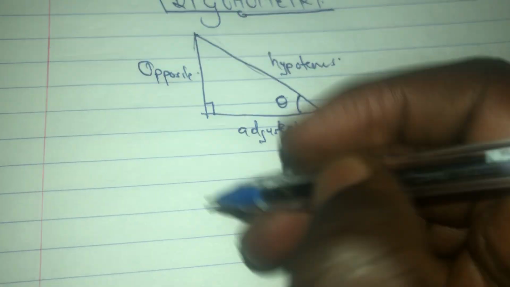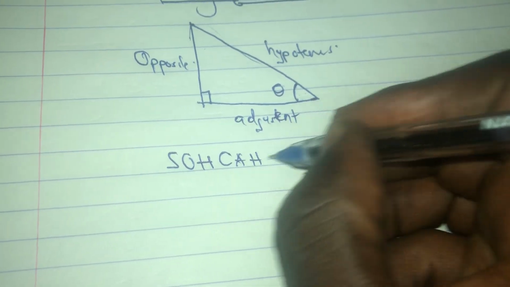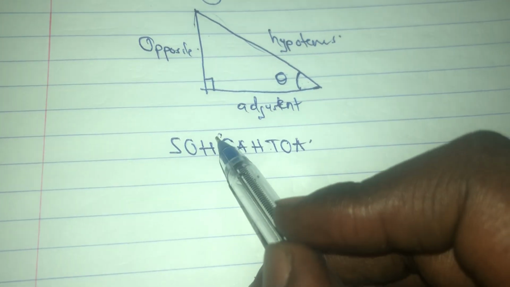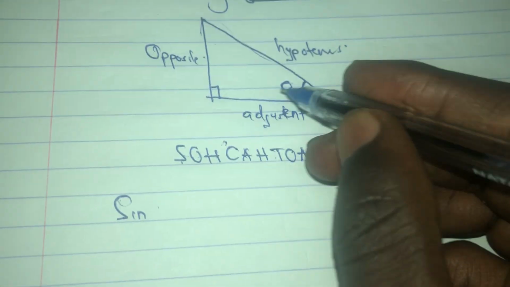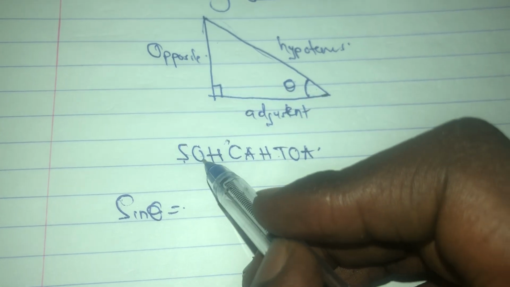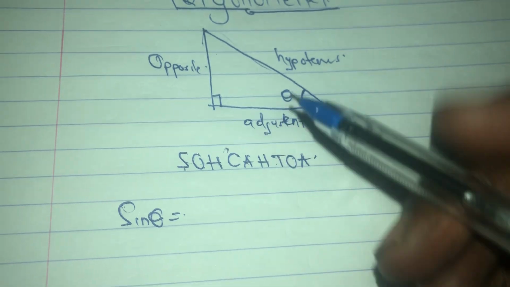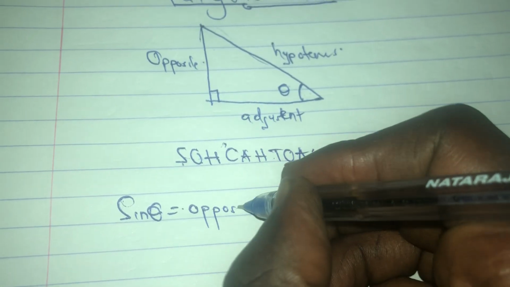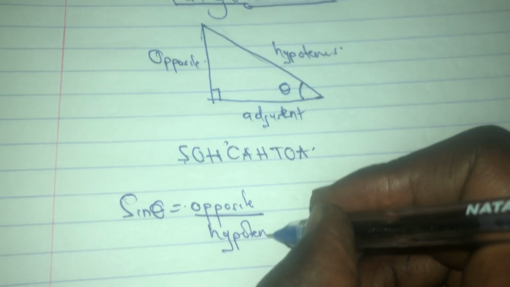So we have a formula that we call SOHCAHTOA. This is SOHCAHTOA. The first one is what we call sine of an angle here, theta. The formula will be opposite over the hypotenuse. That means you get this opposite over this hypotenuse. So it is opposite over the hypotenuse.